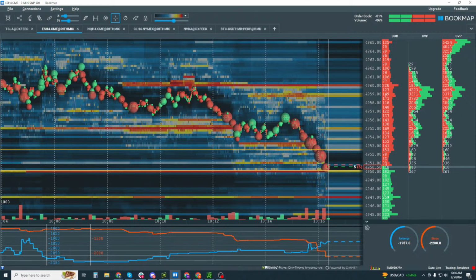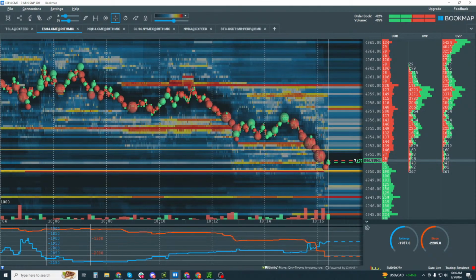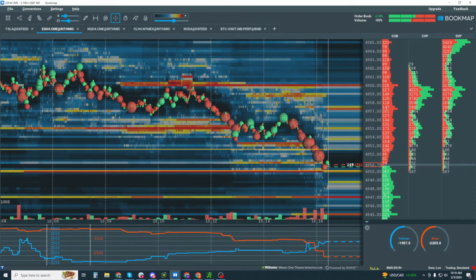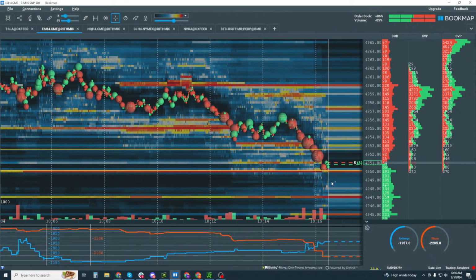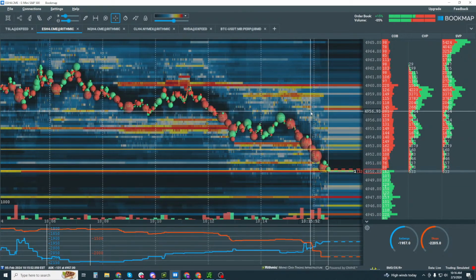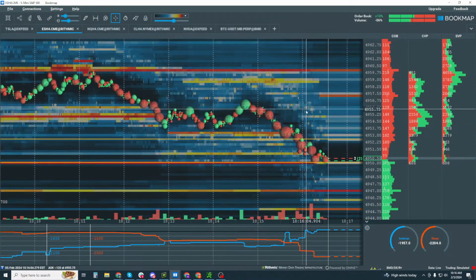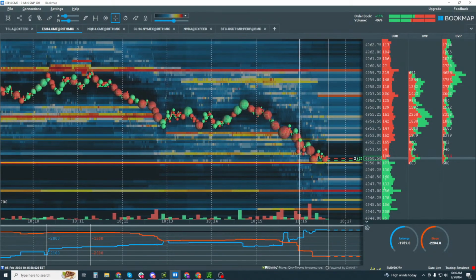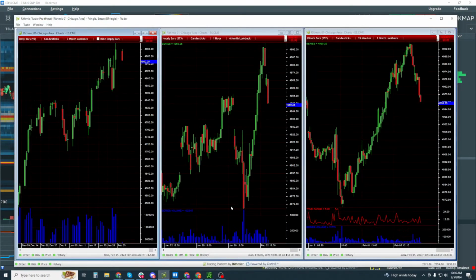Anyone have a point of control on this from Friday? Want to put it into the chat? I'm just kind of curious. What I would say is it's probably around 50, but I just don't have that data. If we want to get exact with it, it's probably right around here though.